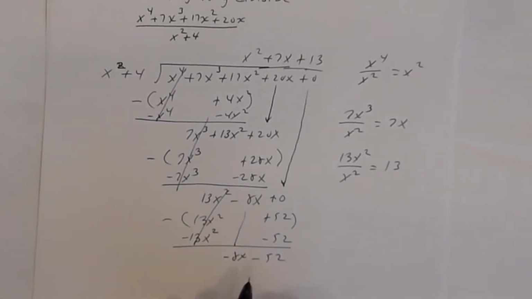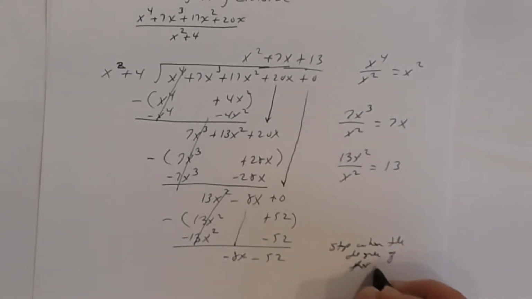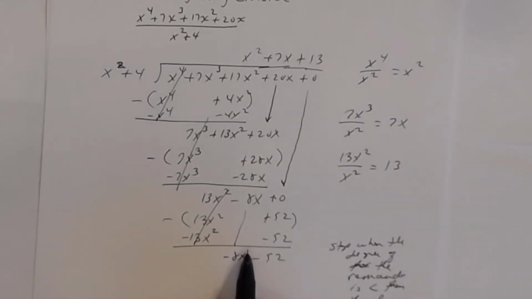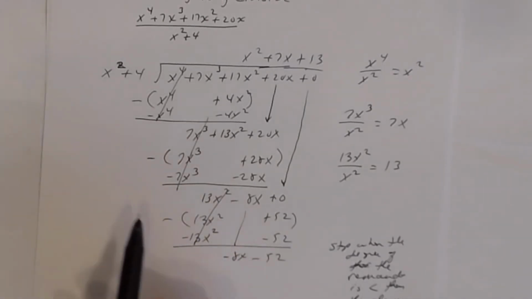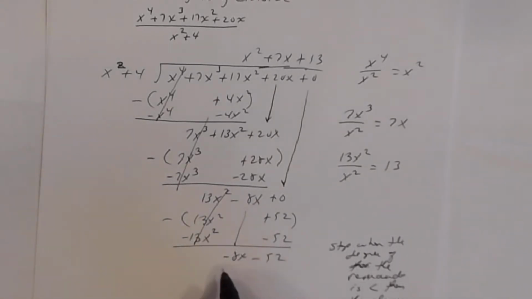You stop when the degree of the remainder is less than the degree of the divisor. So the degree of this remainder is 1. See that x to the first? The degree of the divisor is 2. You cannot divide any further, so that's your remainder.